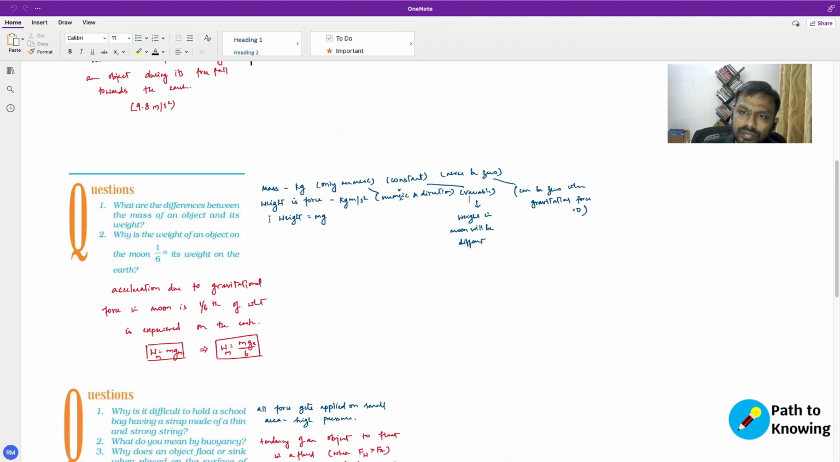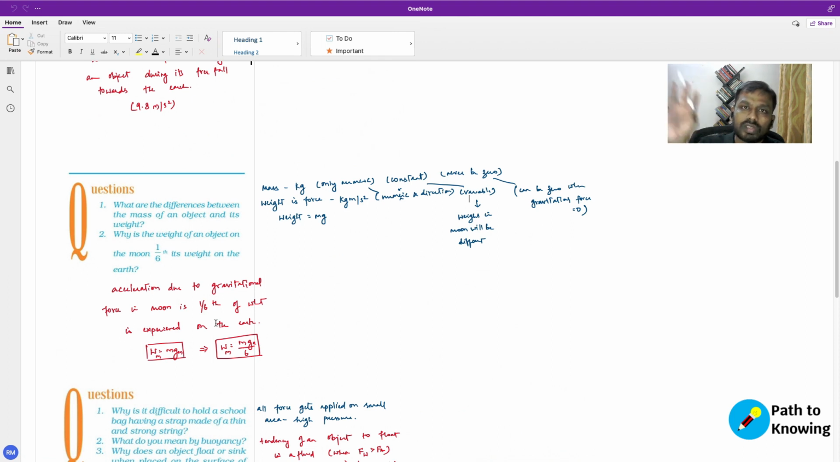So that's another difference. Why is the weight of an object on the moon 1/6 of its weight on the Earth? So we saw that the acceleration due to the gravitational force on the moon is 1/6 of what is experienced on the Earth. So the gravitational force on the moon is lesser when compared to the gravitational force experienced on the Earth. Mainly because of the size of the moon. The size of the moon is less, right? The size of the moon is smaller when compared to Earth.